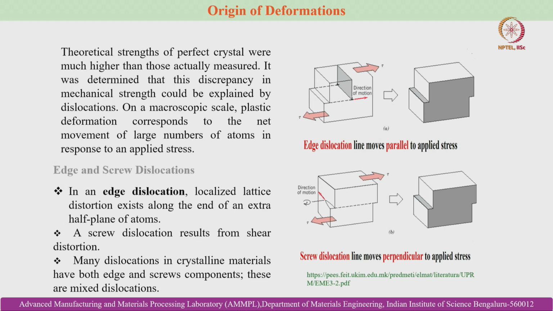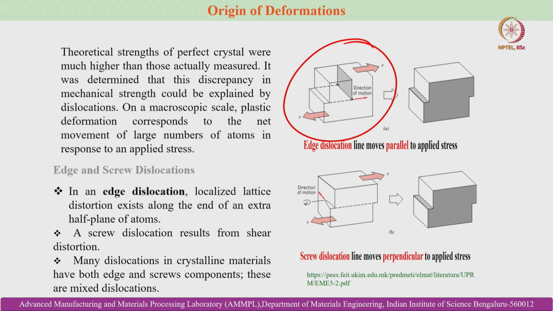On a macroscopic scale, plastic deformation corresponds to the net movement of a large number of atoms in response to an applied stress. So, it is the direction of motion. The edge dislocation line moves parallel to the applied stress. So, this is a typical example of edge dislocation. It signifies that a slip happens along a slip plane, which can be understood as a displacement of one plane of atoms with respect to another plane of atoms, along a plane which is called the slip plane.